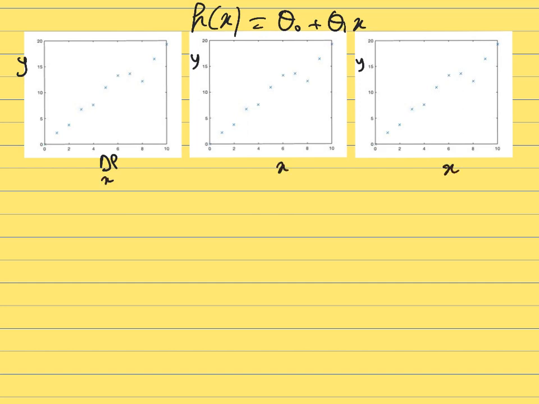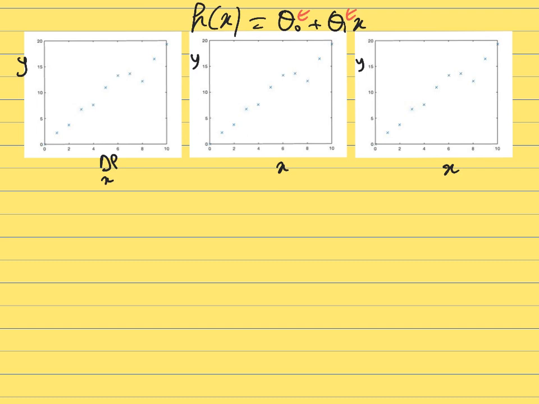Let's take a look at what this means. In this case, the values of x and the values of y are fixed. Those are the training examples. This cannot change. What can change now is the model that you're trying to learn from the data, so the values of theta naught and theta 1, the details of your model.